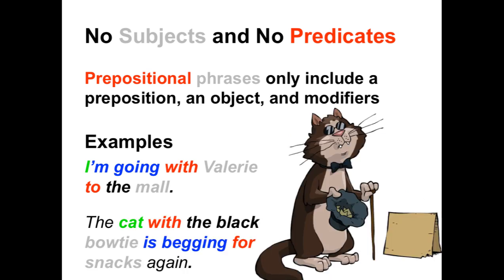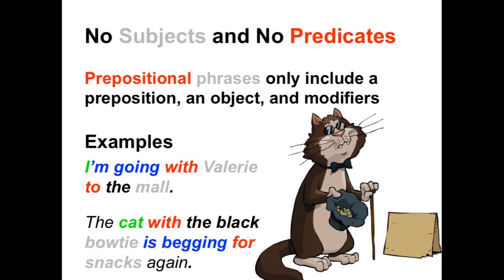Here's another example. The cat with the black bow tie is begging for snacks again. The predicate in this sentence is the verb phrase is begging. So to find the subject, we ask ourselves who or what is begging, and the answer is the cat. The cat is begging. So the cat is the subject, and is begging is the predicate. In between the subject and the predicate, we have a prepositional phrase, which begins with the preposition with and leads to the object bow tie. There's also the article the and the adjective black in between the preposition and its object.